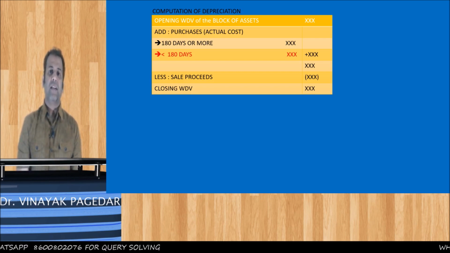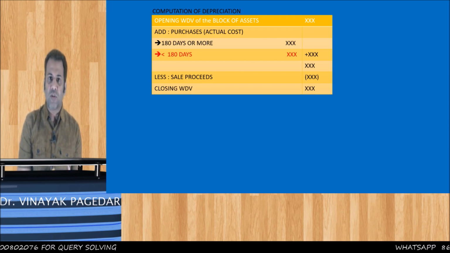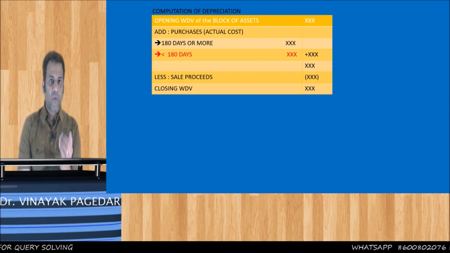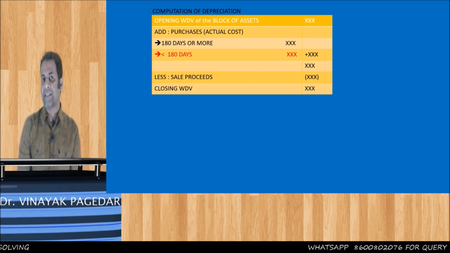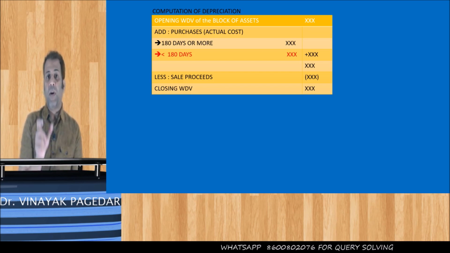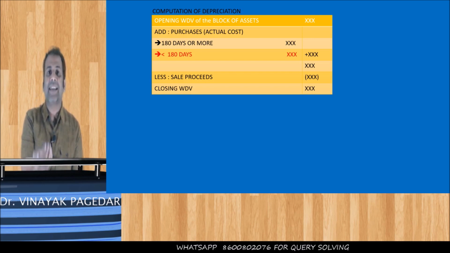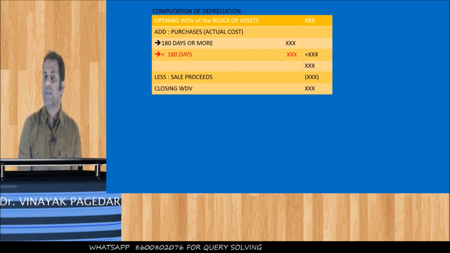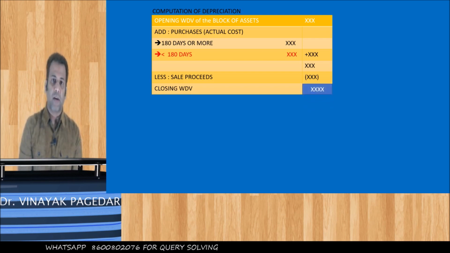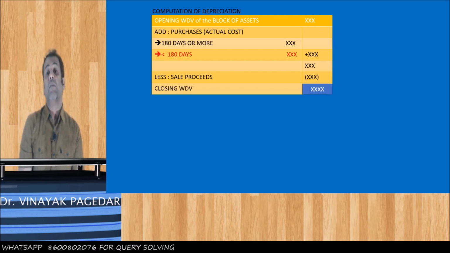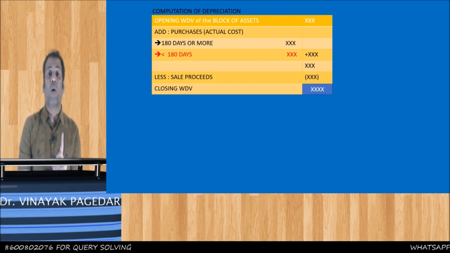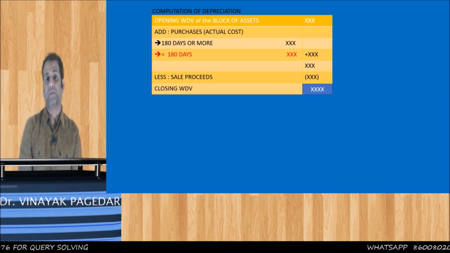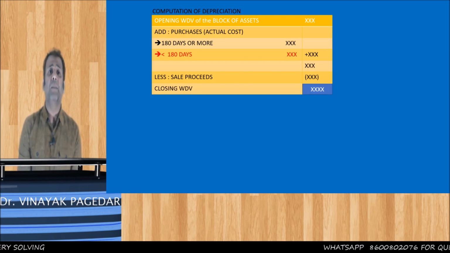As we discussed, we group the assets into 180 days or more and less than 180 days. So we bifurcate 180 days or more assets during the year and less than 180 days assets during the year. Remember, the purchases which we add are the assets acquired in the block this year. Two parts, 180 days or more, second less than 180 days. So you get a total, and from this total minus the sale proceeds of any asset sold in the block.